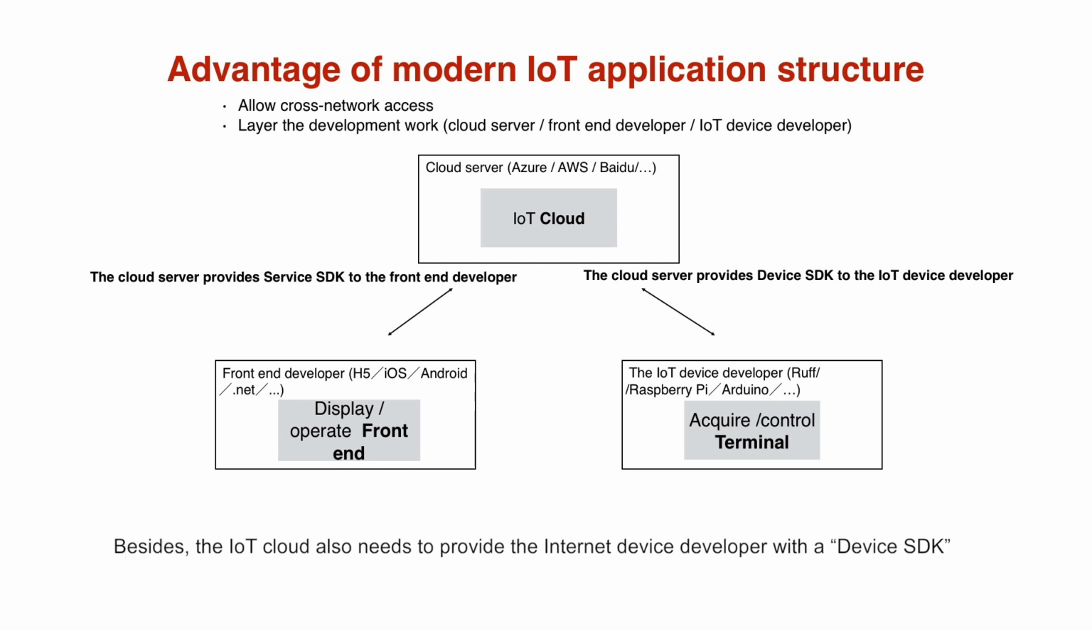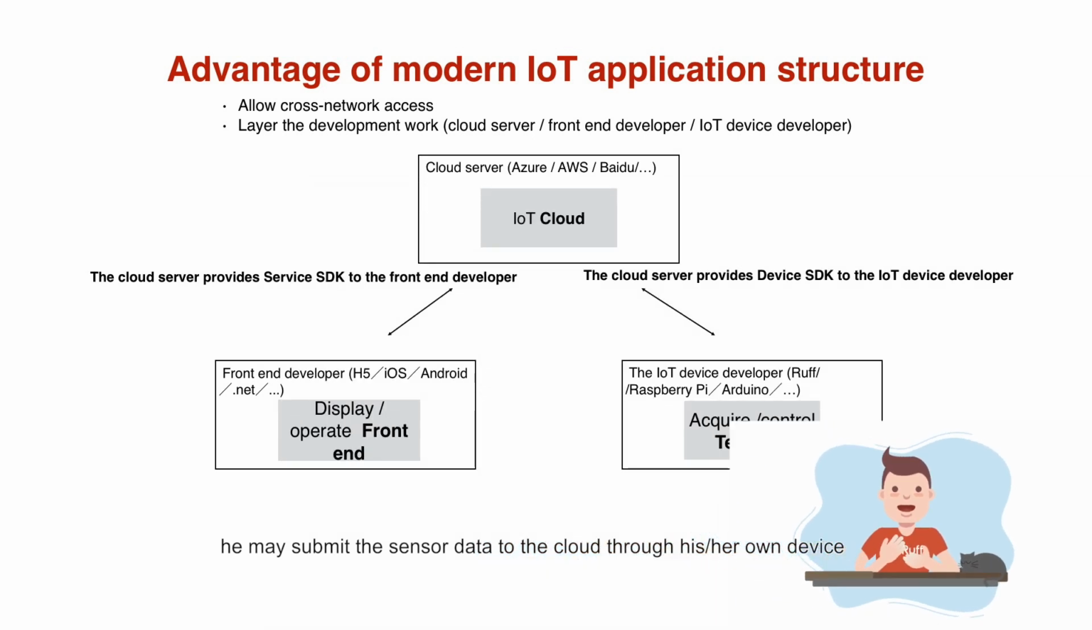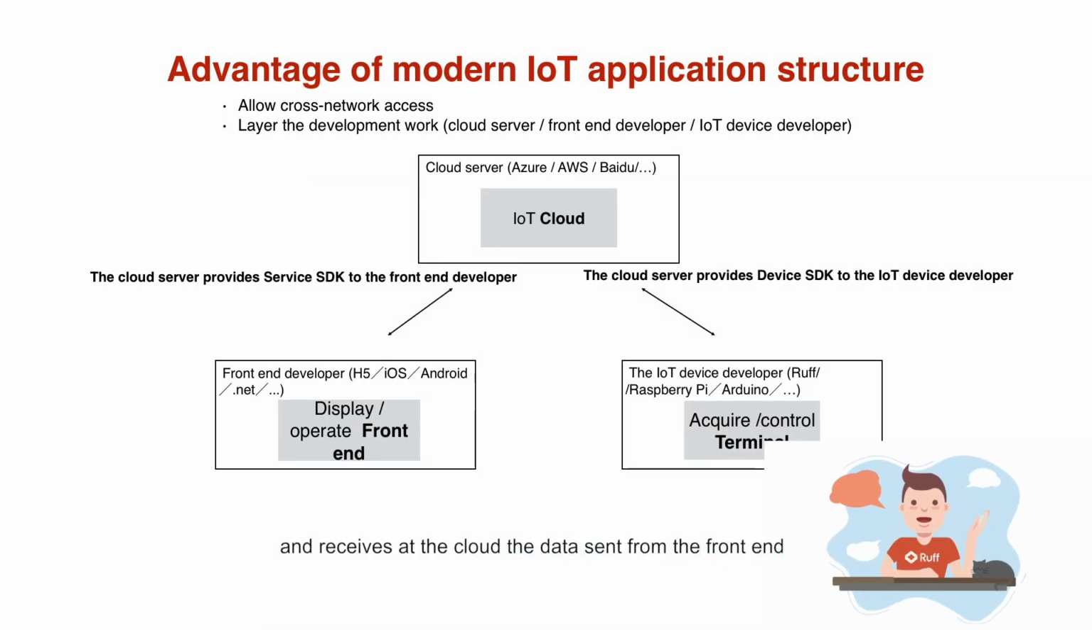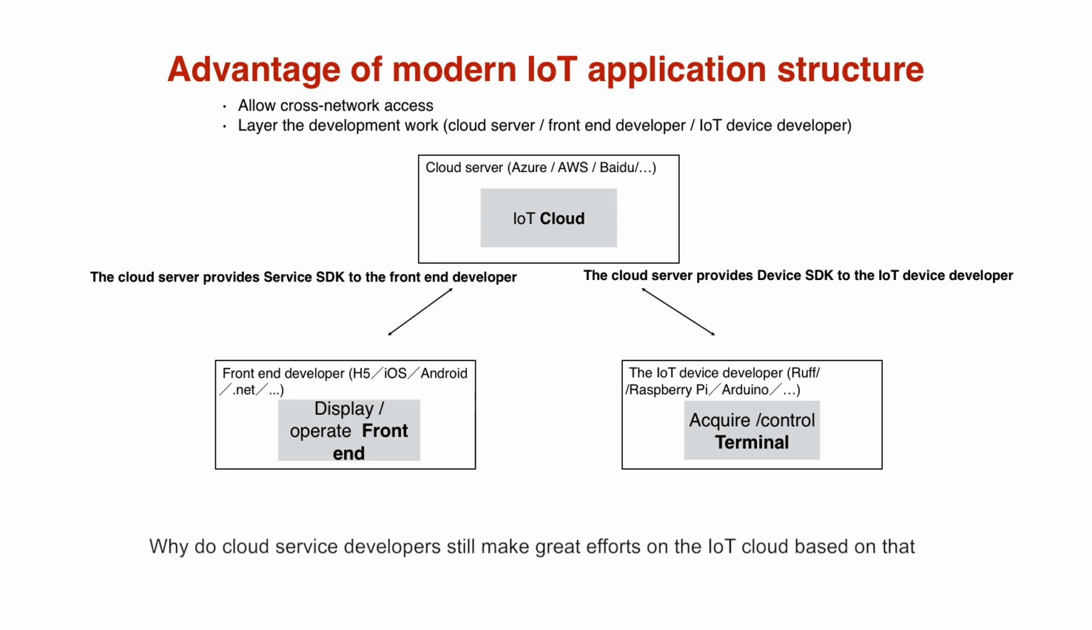Besides, the IoT Cloud also needs to provide the IoT device developer with a device SDK. After the terminal developer gets this device SDK, he or she may submit the sensor data to the cloud through his or her own device, and receive at the cloud the data sent from the front end. Here some audiences may have such a puzzle. Isn't the MQTT, which we talked about before, with such a structure? Why do cloud service developers still make great efforts on the IoT Cloud based on that?